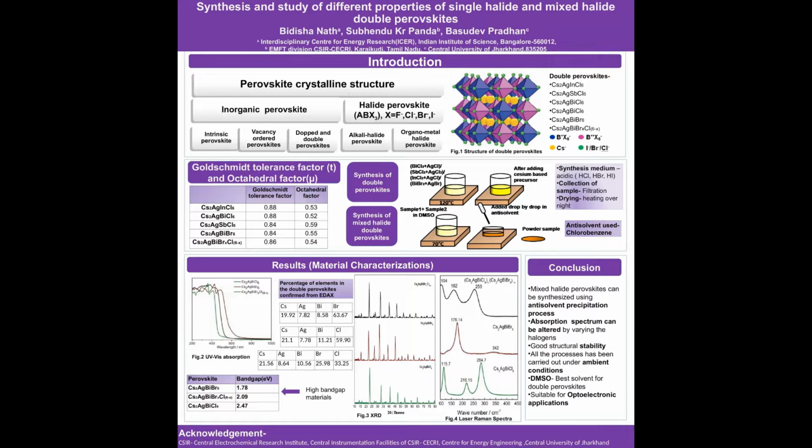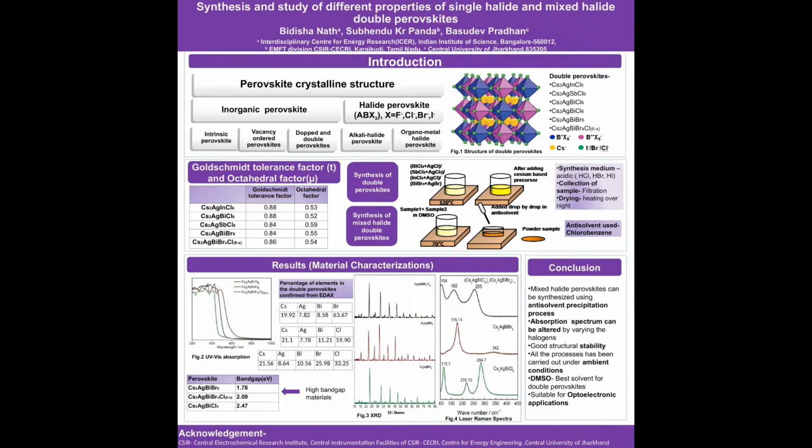Now talking about the perovskite crystalline structure, it can be classified into inorganic perovskite and halide perovskite. In the inorganic perovskite, there are intrinsic perovskite, vacancy ordered perovskites, doped and double perovskites, halide based perovskites, alkali halide perovskites, and organometal halide perovskites. And in double perovskites, they can also be halide based.